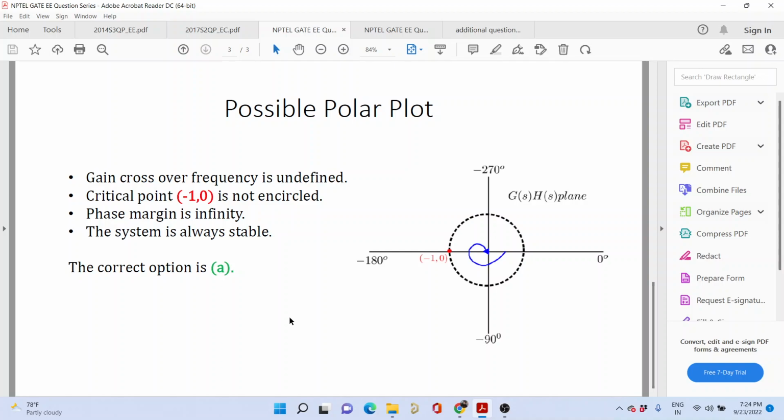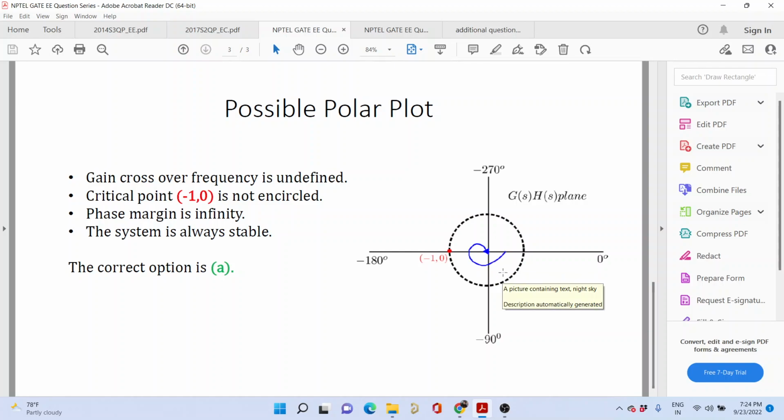As you know, the polar plot is not unique. It may have happened that the polar plot starts from here or ends over here. It is not intersecting this line. There may be several possibilities of the polar plot, but there is one possible polar plot that I have drawn, based on the information that is given to me.